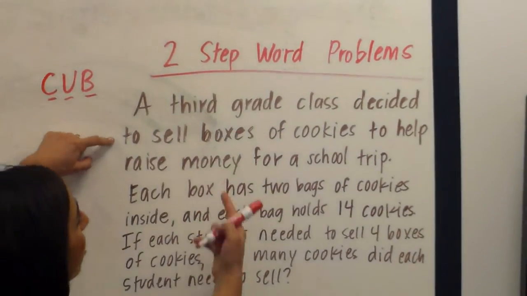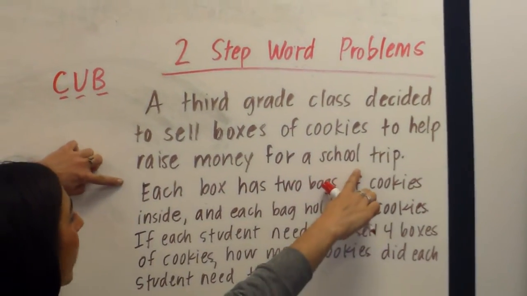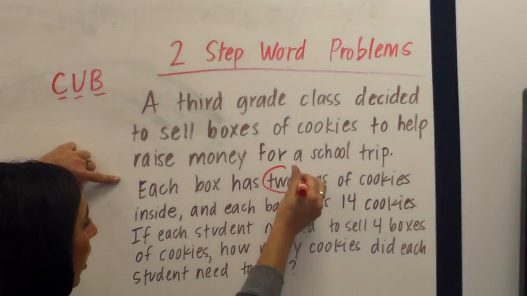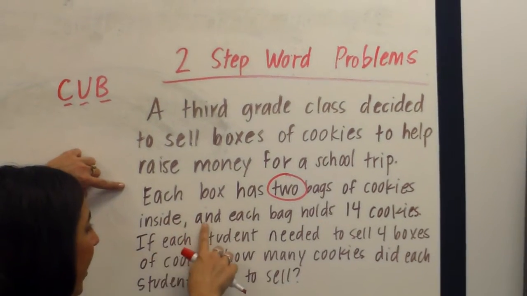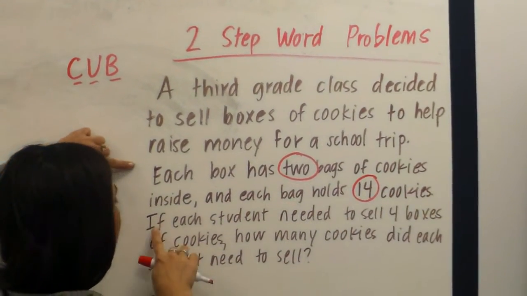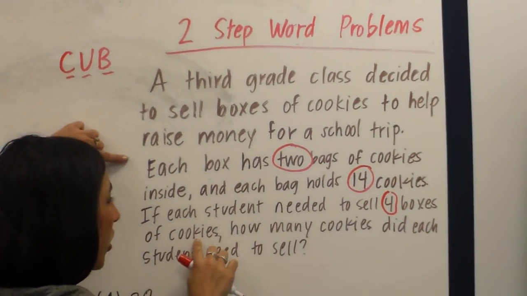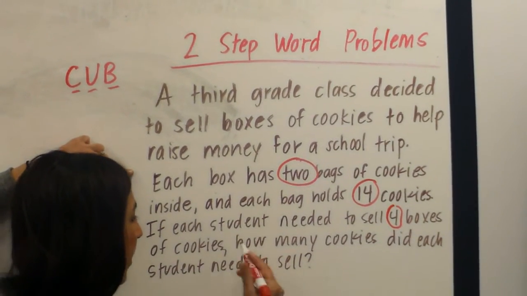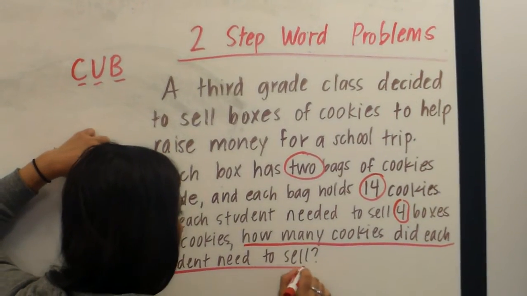Here we go. A third grade class decided to sell boxes of cookies to help raise money for a school trip. Each box has, this is a number word which a lot of kids miss, each box has 2 bags of cookies inside, and each bag holds 14 cookies. If each student needed to sell 4 boxes of cookies, how many cookies did each student need to sell? That's the question.